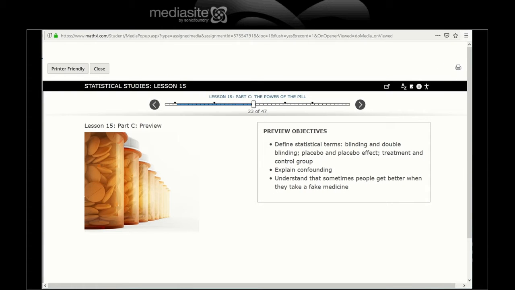What are we going to look at? We are going to look at defining statistical terms, blinding and double blinding, placebo, placebo effect, treatment and control group. Some more stuff on confounding, and understand that sometimes people get better when they take a fake medicine. That's a placebo effect, by the way. Let's proceed.